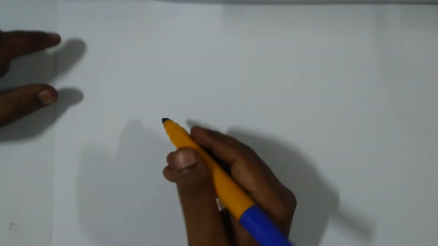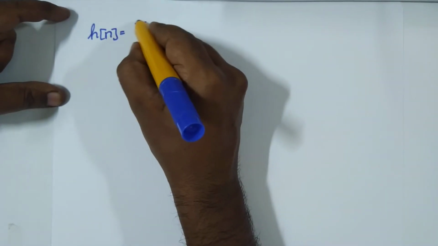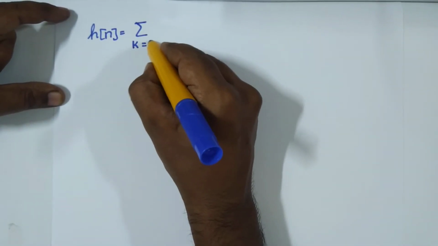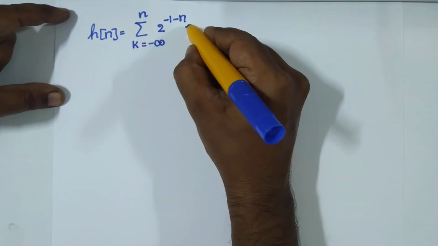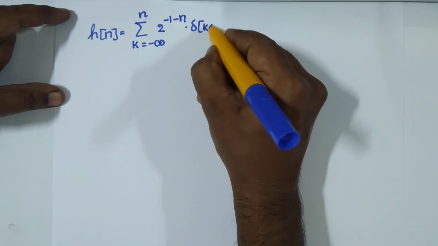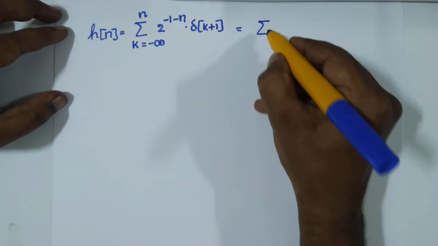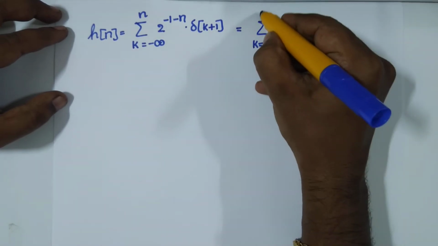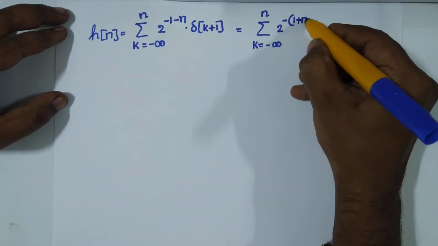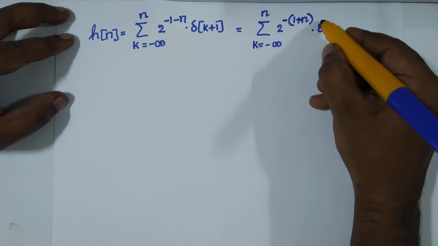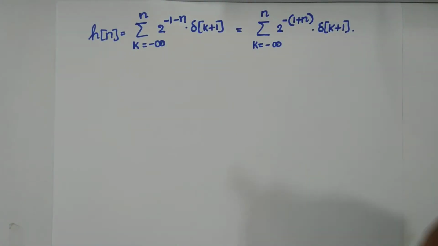Let us revisit our equation. The impulse response h of n, after using the property, is the sum with k from negative infinity to n of 2 to the power of minus 1 minus n multiplied by delta of k plus 1. This is simple. So k is running from negative infinity to n. Taking the negative sign as common, this is minus of 1 plus n multiplied by delta of k plus 1. So now what do we do?